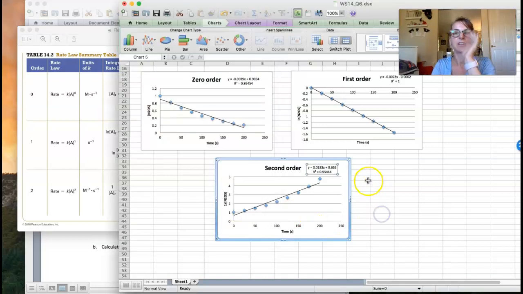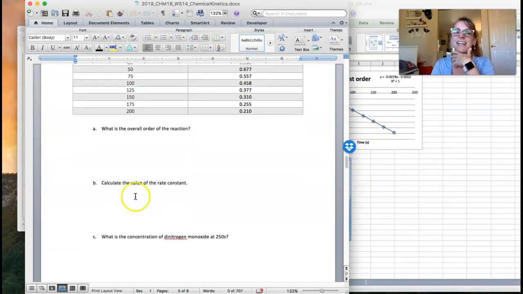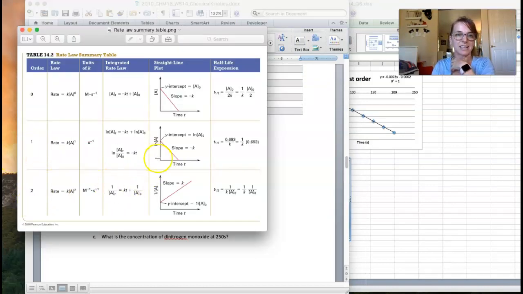Okay, cool. So for this one here, we're following first order kinetics. And then it says calculate the value of the rate constant. Well, that's really easy. Once you realize it's first order kinetics, the slope is equal to the negative of the rate constant. So even though it says y is equal to negative 0.0078x minus the y-intercept, the rate constant you can extract out from the slope of the line, okay? And it also already tells you what the units of the rate constant are, so that makes it even better.